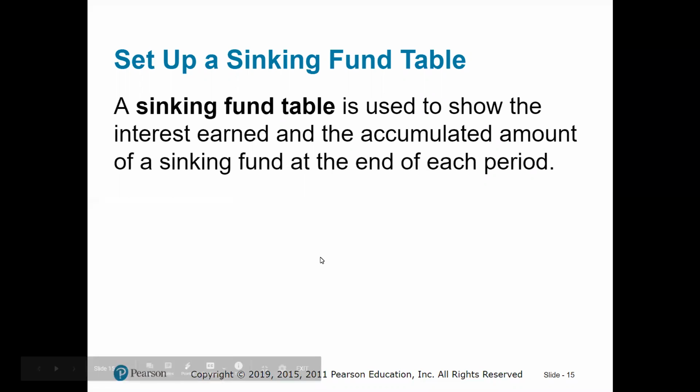Okay. Setting up a sinking fund table. A sinking fund table is used to show the interest earned and the accumulated amount of a sinking fund at the end of each period.